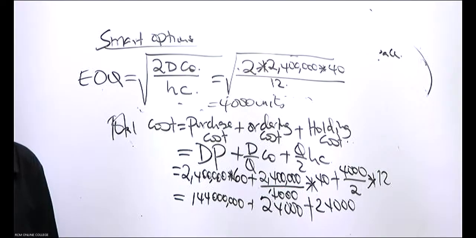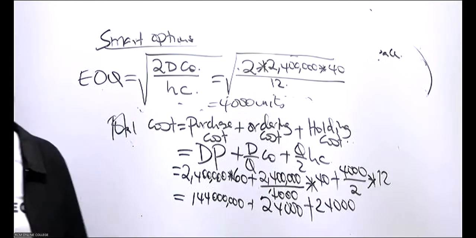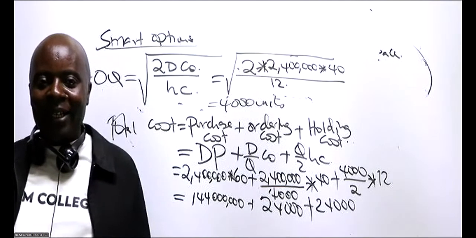The online students are not writing anything. The online students, what are you getting as your total cost? At least I can hear the physical students. So it is 48,000, isn't it? Yes. So now we have finished this area.